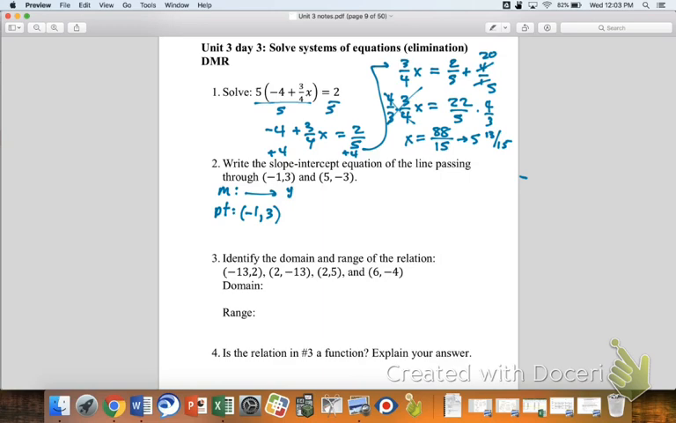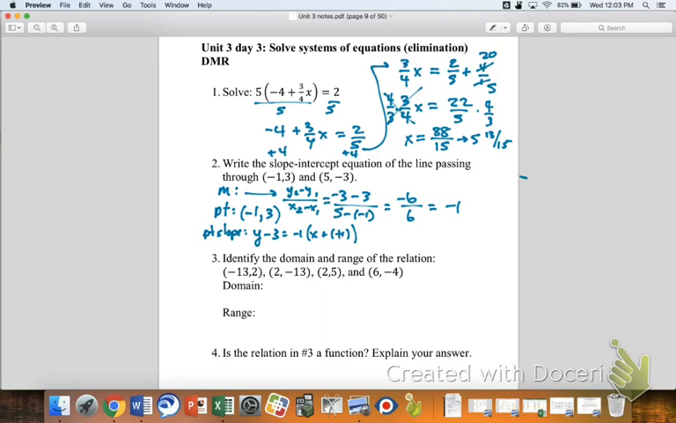So it's going to be y2 minus y1 over x2 minus x1. So I'm going to say that y2 is negative 3 minus 3 over 5 minus negative 1. So in the numerator, I'm getting negative 6. In the denominator, I'm getting 6. So my slope is negative 1. And I'm going to use the point that Chase suggested. So I'm going to write my point slope like this. It would be y minus 3 equals negative 1 times x minus negative 1. That's really x plus 1.